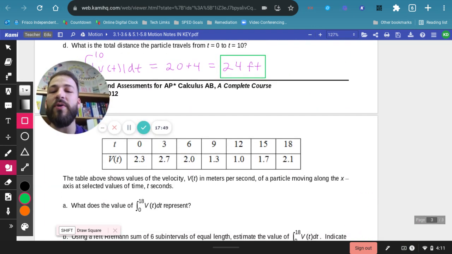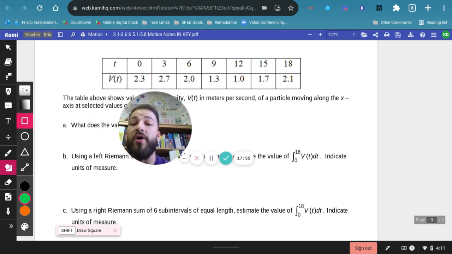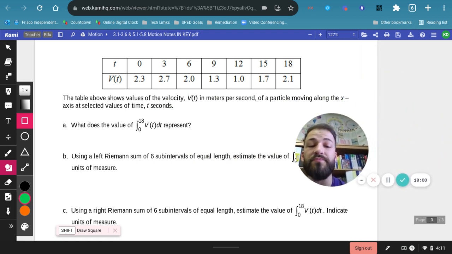So let's keep going. Let's do one last one. We've done equations. We've done graphs. Let's talk about a table. Okay, so this table above represents velocity in meters per second of a particle moving along the x-axis at selected values of time t in seconds. In part A, we just want to know what does the value of the integral from 0 to 18 of v of t dt represent?